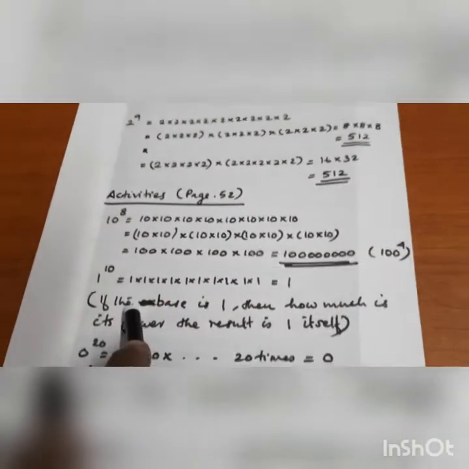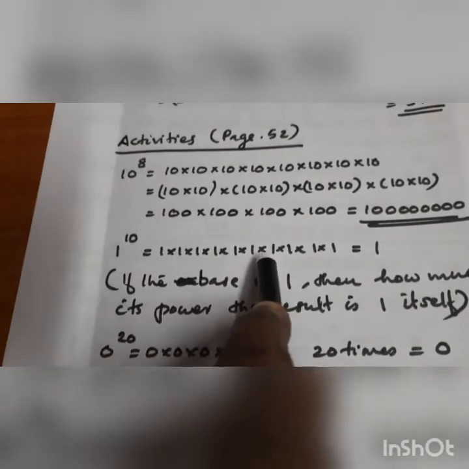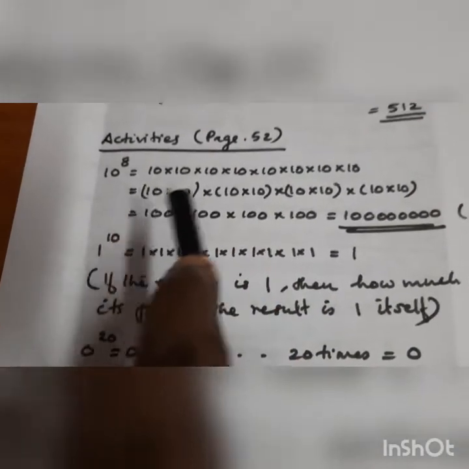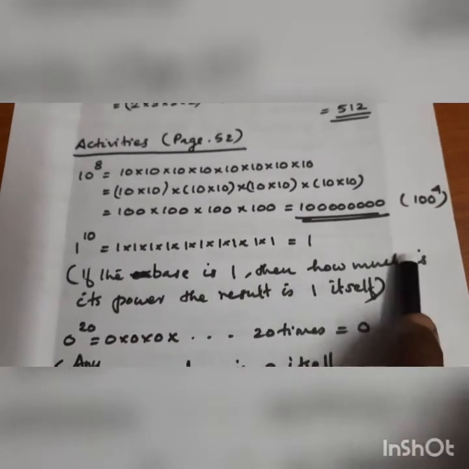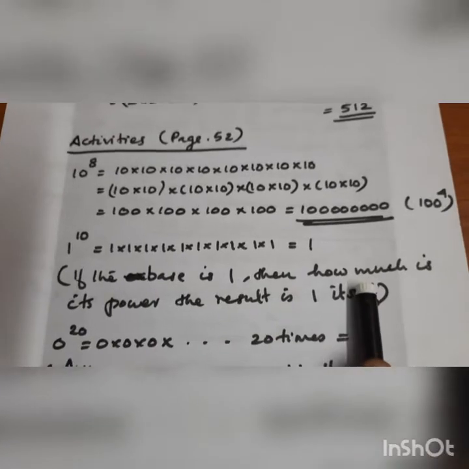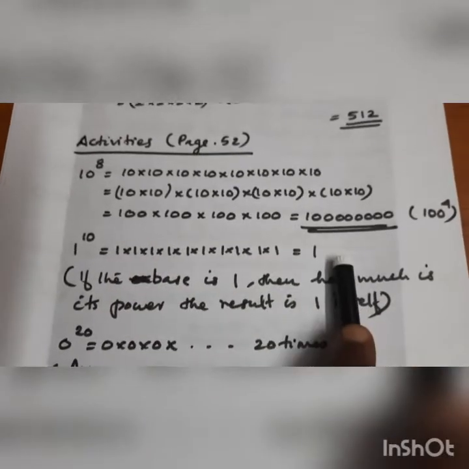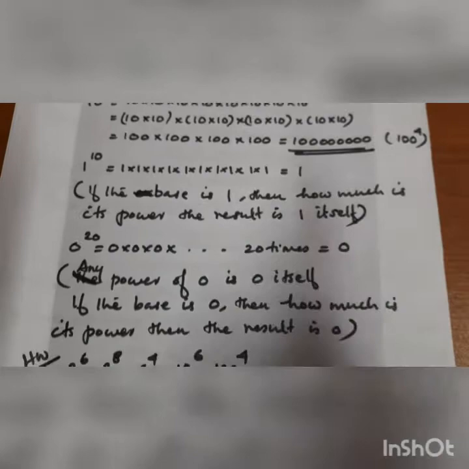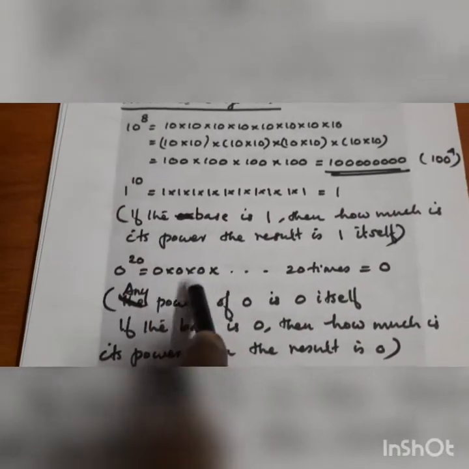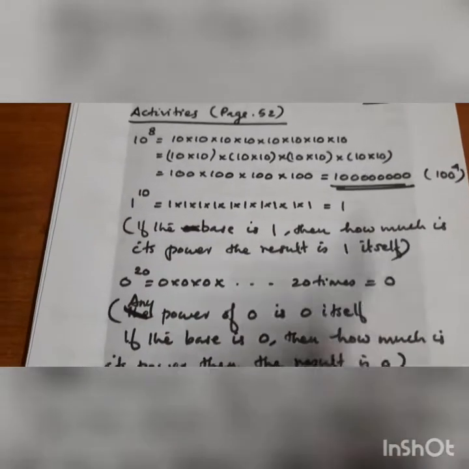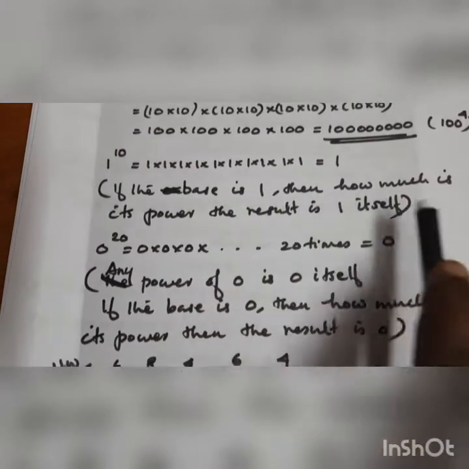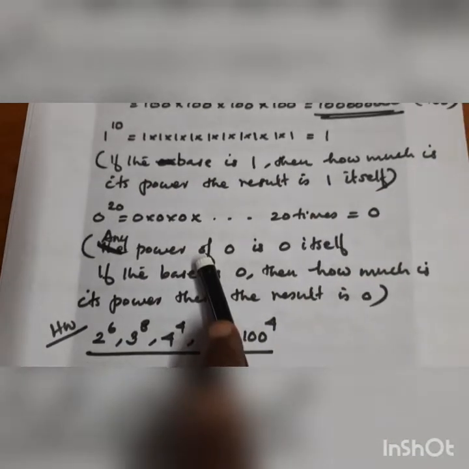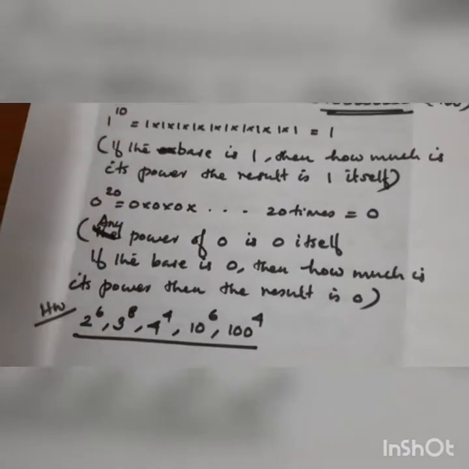Then 1 raised to 10, that is 1 is multiplied 10 times. We will get the answer 1. If the base is 1, then whatever its power, the result is 1 itself. If 1 has any power, the result is 1. Also 0 raised to 20: 0 into 0, 20 times. That answer is 0. Any power of 0 is 0 itself. If the base is 0, then the result is 0 itself.